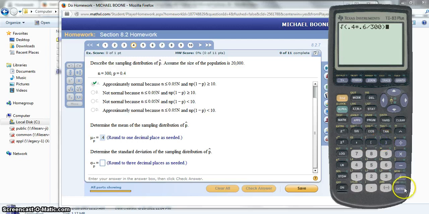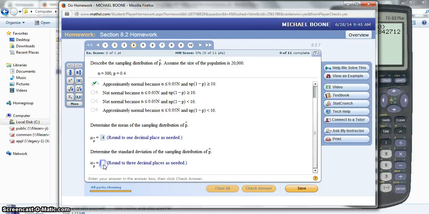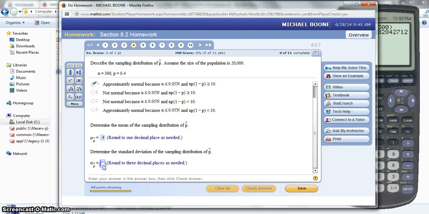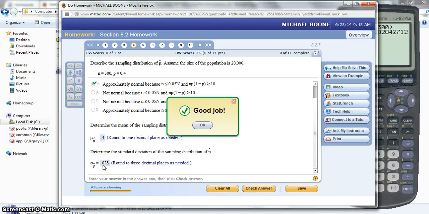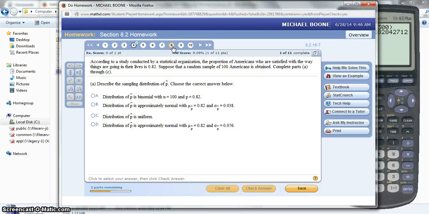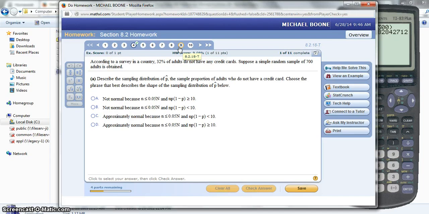And if we compute that, we get that value there, and they said 3 decimal places, so 0.028 would be our value there. So that's just how we get our mean of our sampling distribution of p hat, and then the standard deviation of the sampling distribution of p hat. But what we're going to do is end up using these values when we're finding out the probability that it's high or the probability that it's low. Let's see if I can find one that's asking us to do that.